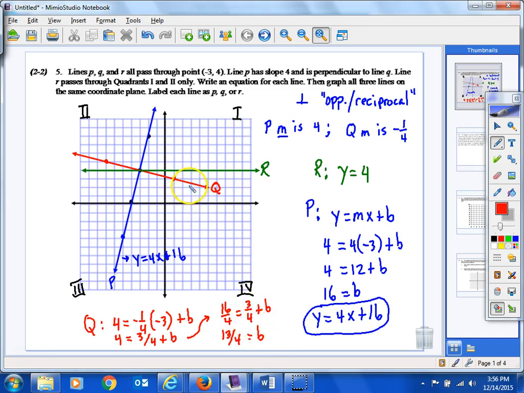All right, so the equation for line Q is y equals -1/4 x, since -1/4 is the slope we use, and then our b is 13/4. Okay, so we have finished this problem. We drew all 3 lines through that single point, and then we were able to come up with the equation for each line. So that completes problem number 5.